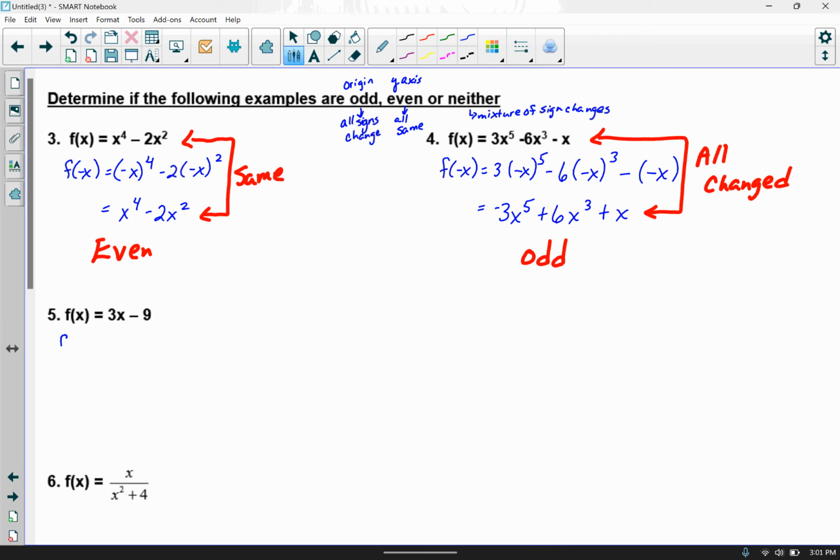All right, so f of negative x. Everywhere I see an x, plug in negative x. Clean up, I get negative 3x minus 9. Compare it back to the original. So here you can see your 3x changed, but your 9 did not. So this would be what I refer to as a mixture. And so since it's a mixture, we would say then that this is neither odd nor even.